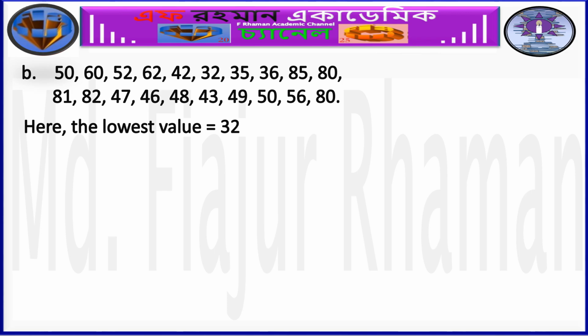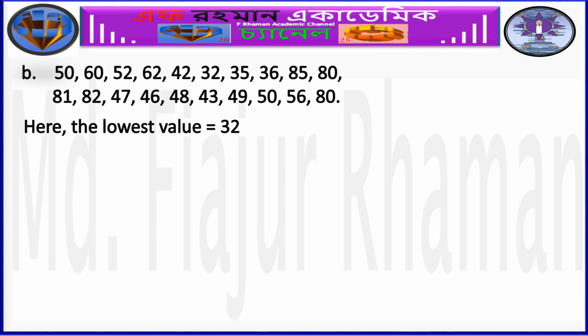The same way we should look for the highest value. First data is 50, second 60. 60 is greater than 50, that's why we should consider 60. 52 is less than 60, that's why we should consider 60. 62 is greater than 60, that's why we should consider 62. In this way we advance. 42 is less than 62, 32 is less than 62, 35 is less than 62, 36 is less than 62, 85 is greater than 62, that's why we should consider 85.